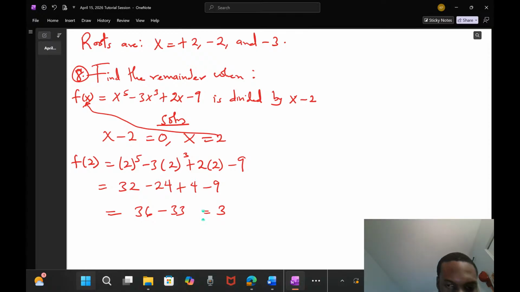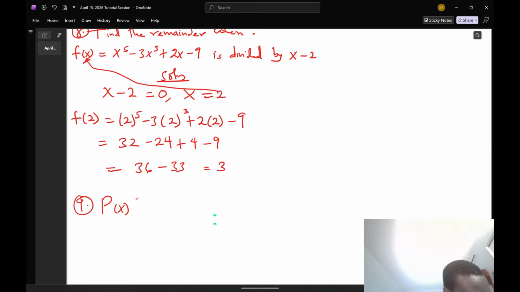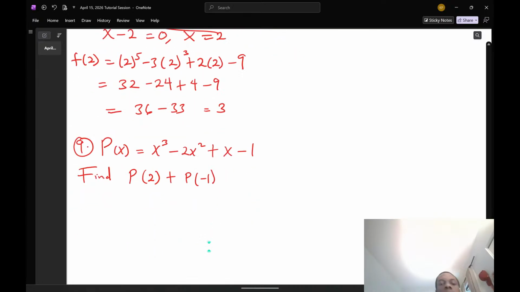For example, let's say we have a question like this. I believe this is number 9. We have that p of x is equals to x raised to power 3 minus 2x squared plus x minus 1. And then we are asked to find p of 2 plus p of minus 1. So let's find p of 2.